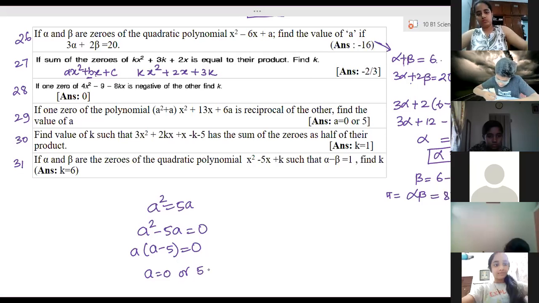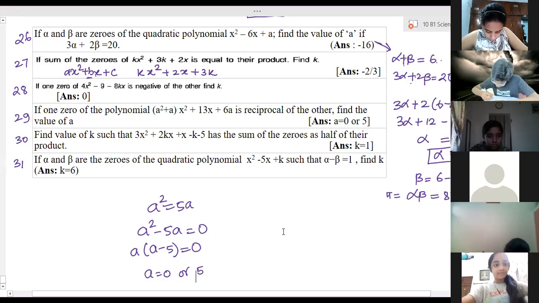Ma'am, question number 30: its sum of zeros is half the product. Means alpha plus beta is equal to 1 by 2 into alpha beta. Yes, right. Alpha plus beta is equal to half, 1 by 2 into alpha into beta. So it is minus b by a is equal to half into c by a.